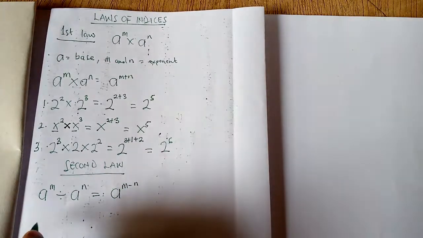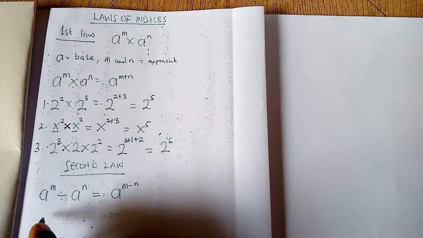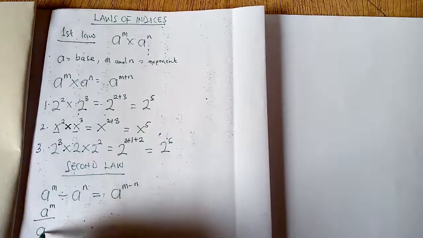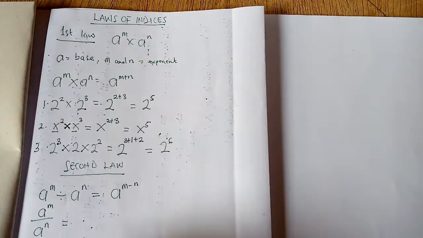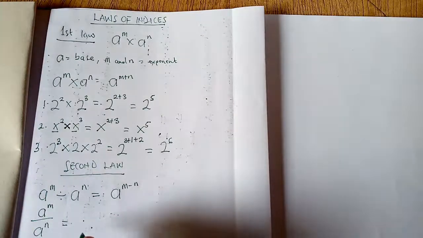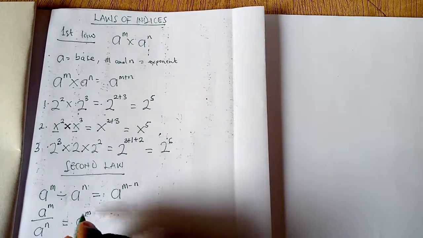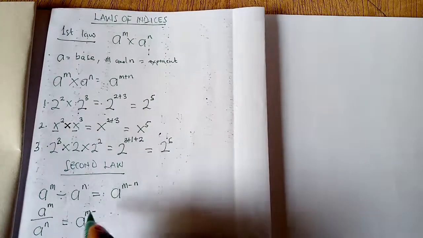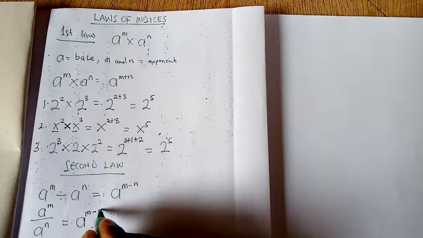Note that a raised to power m divided by a raised to power n can be written as a raised to power m over a raised to power n. And this one too, we solve the same way. We take one of the bases, which is a, write the first exponent, m, and subtract the second exponent, n.